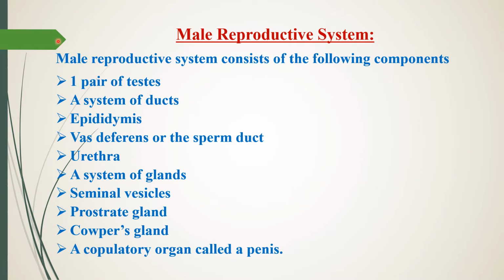The male reproductive system consists of the following components: one pair of testes, a system of ducts, epididymis, vas deferens or sperm duct, urethra, a system of glands, that is the seminal vesicle, prostate gland and Cowper's gland, and the presence of the copulatory organ called the penis.